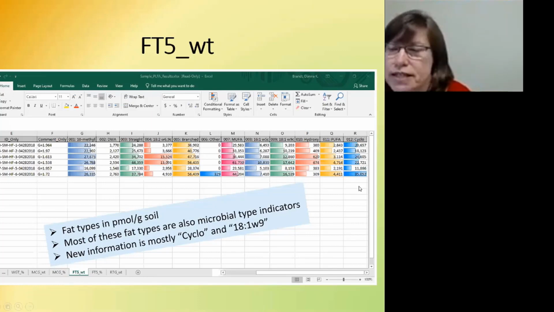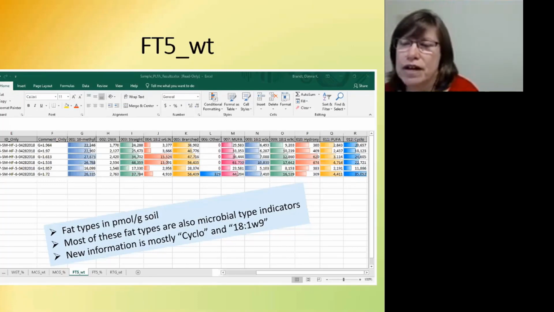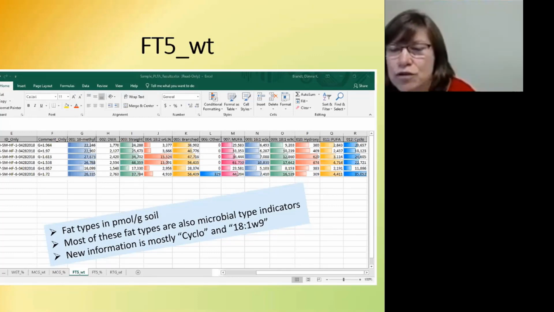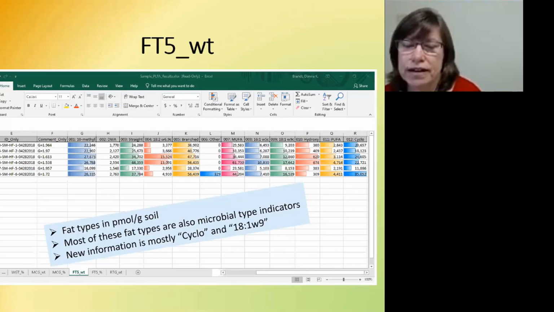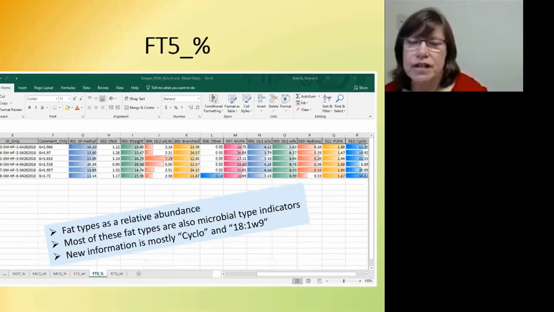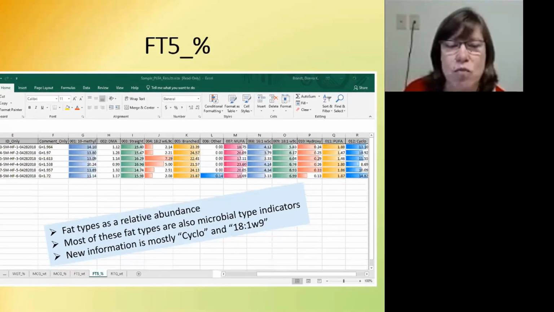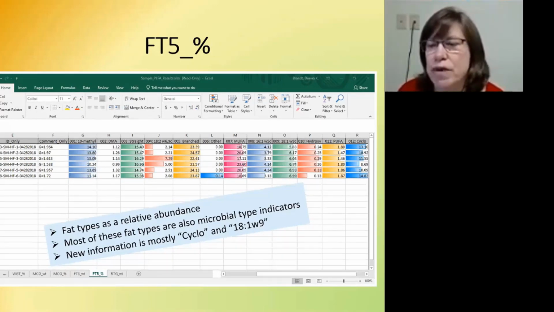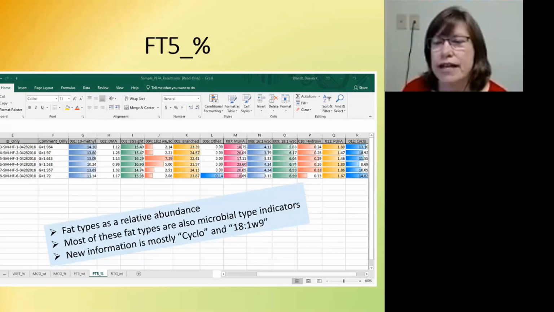Remember when we discussed the gram-negative bacteria? So here the cyclos are given. Some people use this as sort of a stress factor, and we'll look at that a little bit later. So again, these are the same ones, looking at them as fat types. The new information would be the cyclos and the 18.1.